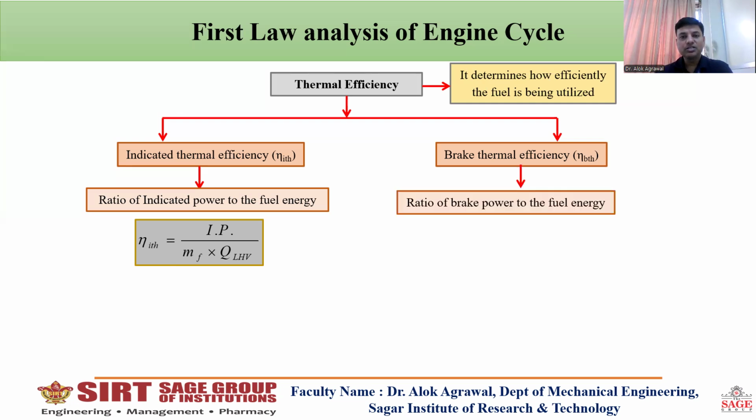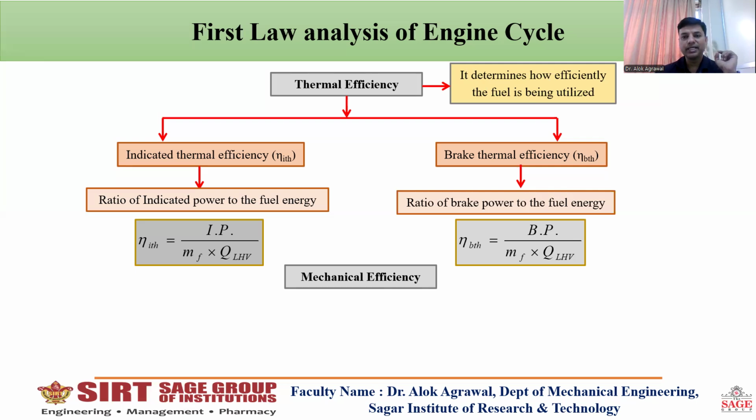Similarly, brake thermal efficiency is the ratio of brake power to the fuel energy. So what is happening here? Only in the numerator, indicated power is replaced by brake power. The denominator part will remain the same. So it is the ratio of brake power to the mass times the calorific value of the fuel. So these are the two types of thermal efficiency, which are very important.